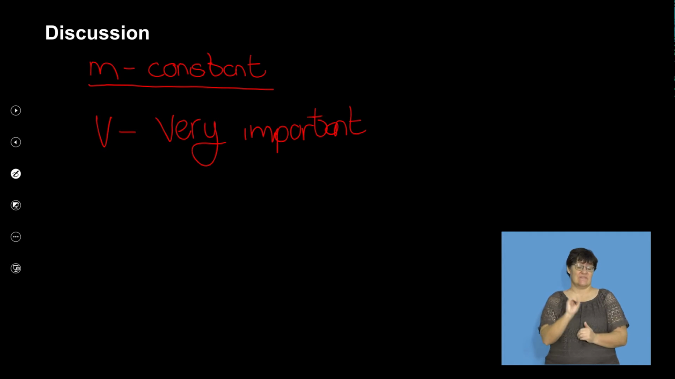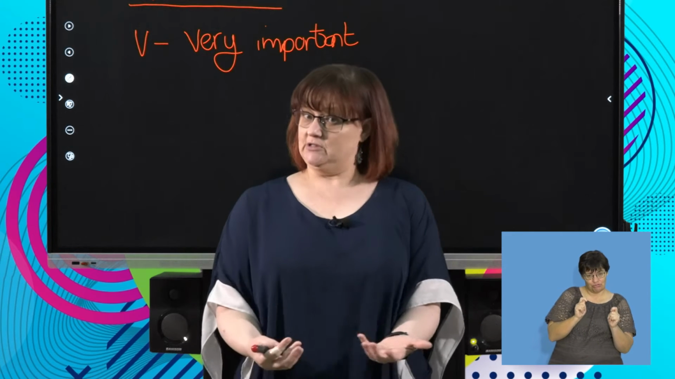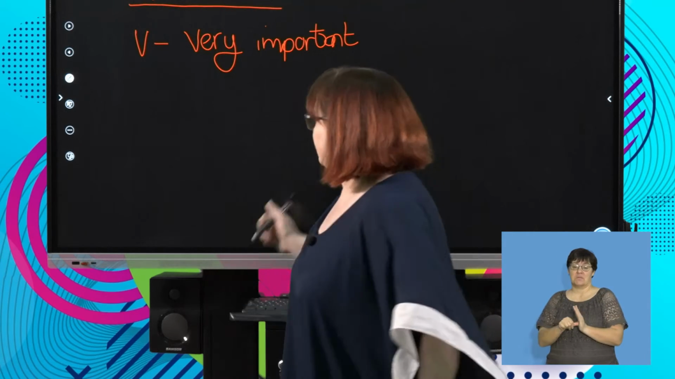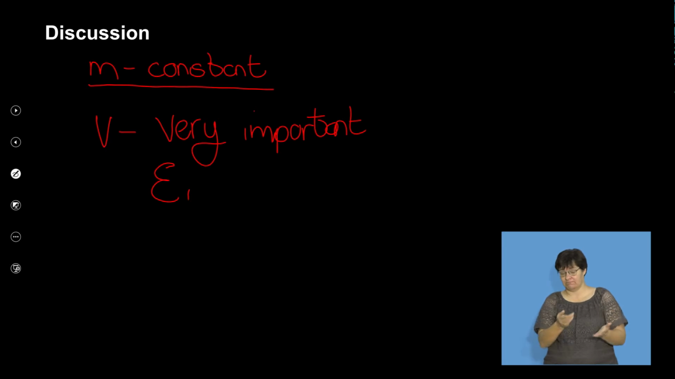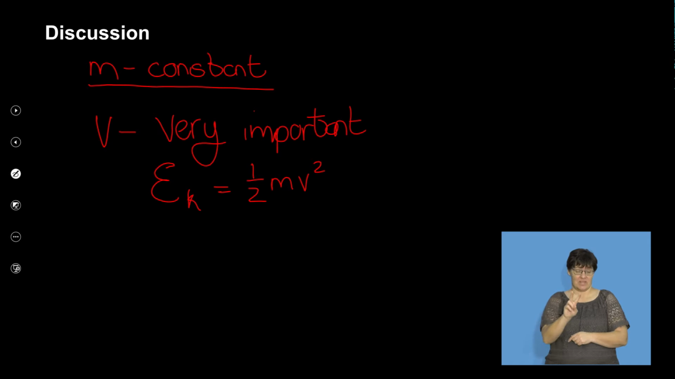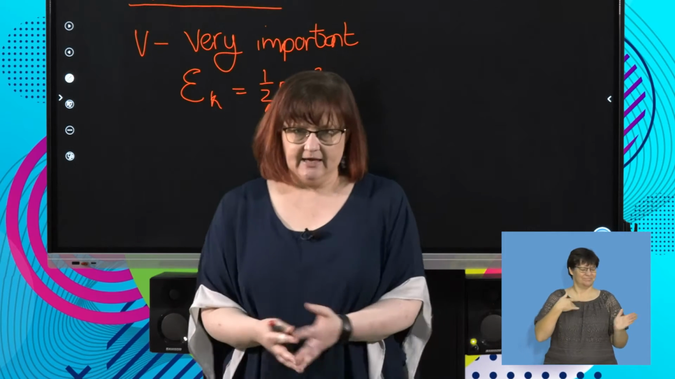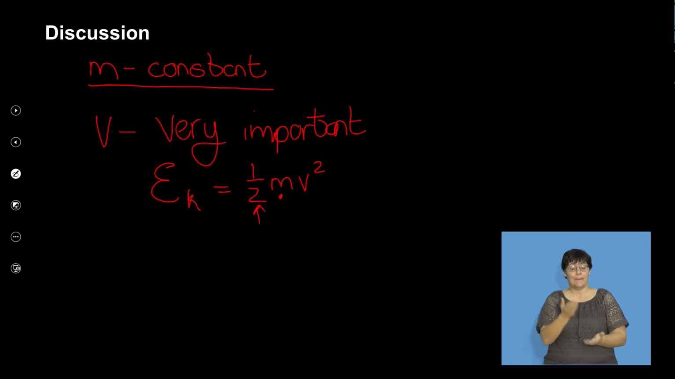In fact, the velocity that it's going at is more important in terms of how it changes the kinetic energy than the mass is, okay? Because if we look at the equation, we know that EK equals a half mv squared. The half is a constant. That's not going to change. We're not going to worry about how we got to the half. That doesn't matter. But mass is directly proportional to the kinetic energy.